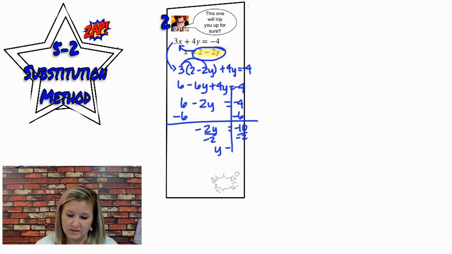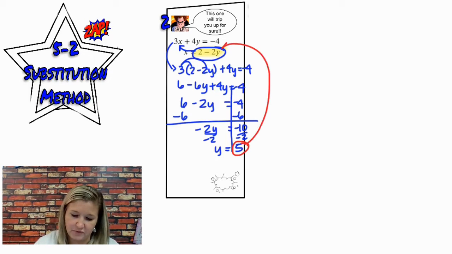And y is a positive 5. Now, remember, we're not done yet. So I'm going to go back and replace this into my first equation. So I'm going to take 5 and replace it in for y and find out what x is. So drop right back down here.